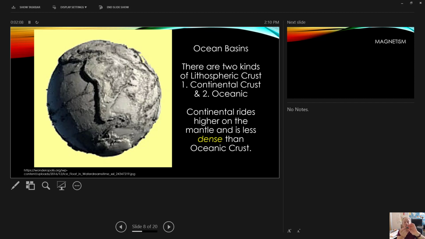So that steel ball would represent oceanic crust. It's heavier, it's denser, and so it sinks into the mantle lower. And because it's lower, naturally when the water accumulates, it's going to accumulate in the low places. And so we call that kind of crust in the low places oceanic crust, because it tends to have oceans on top of it.